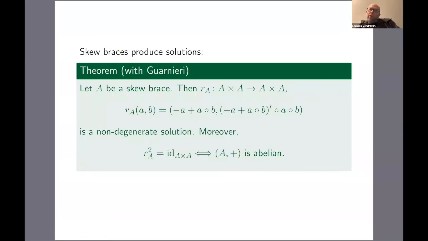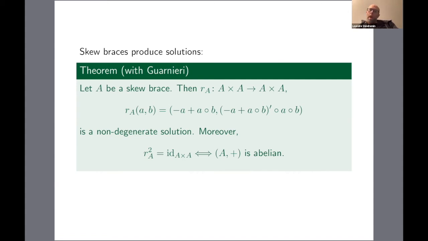So why do you care about skew braces? Of course, skew braces produce solutions, and the theorem is essentially the same theorem that Rump proved. If you have a skew brace, then you use the same crazy formula that Rump found for radical rings, and then you get a non-degenerate solution. And moreover, the solution is involutive if and only if the additive group is abelian. So this is the case considered by Rump.